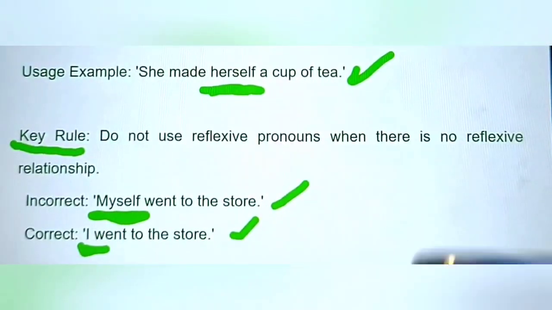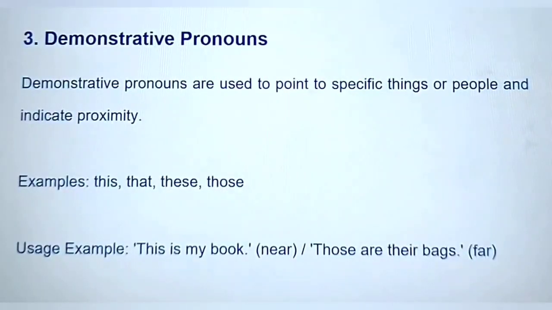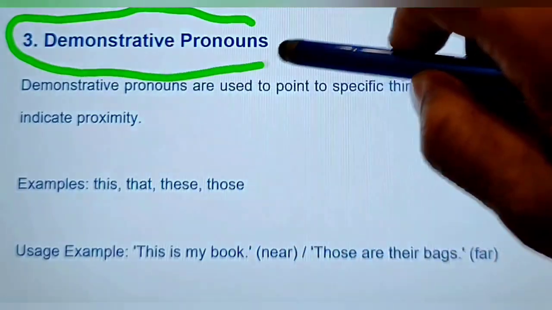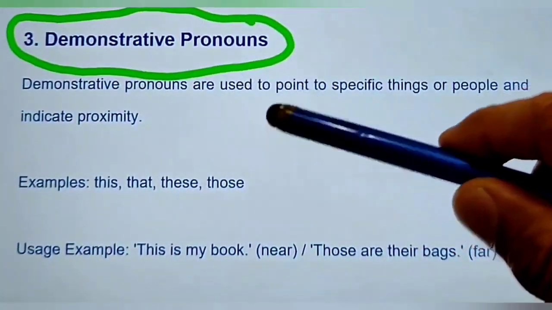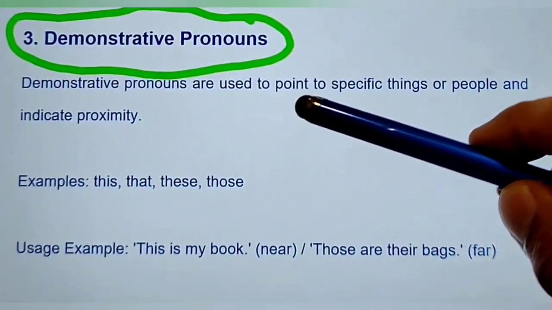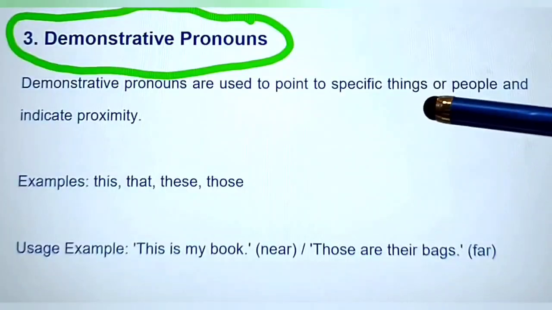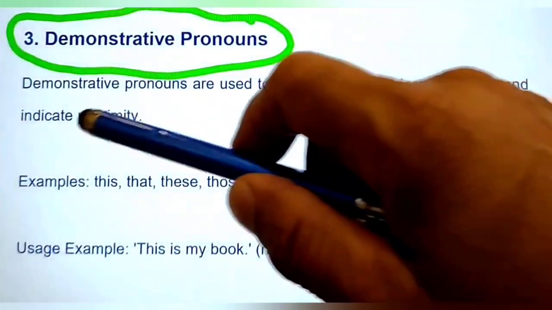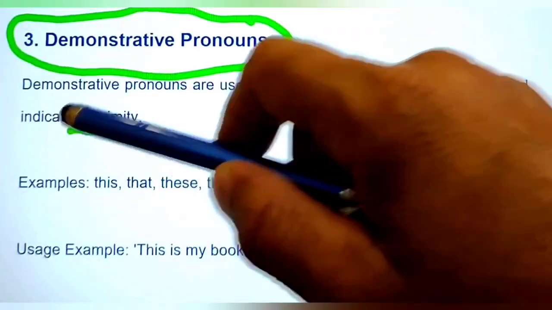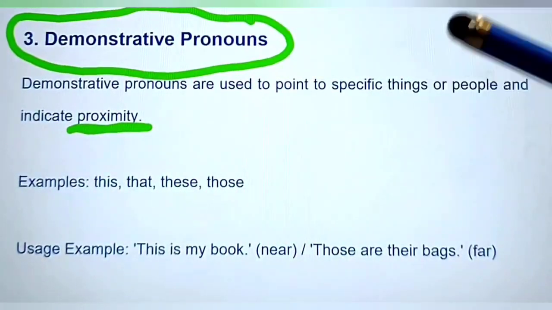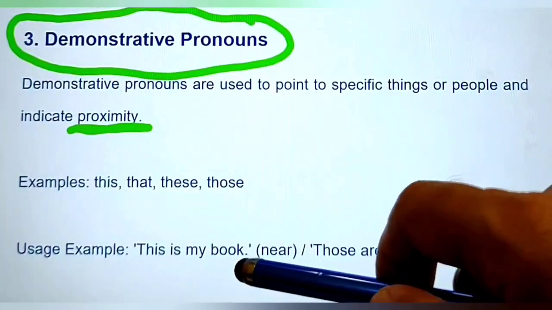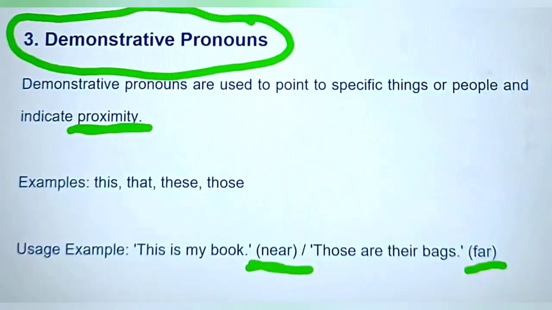This is the correct form of the sentence. Let's proceed to the next pronouns, demonstrative pronouns. Demonstrative pronouns are used to point to specific things or people and indicate proximity. Proximity describes how far a thing is from us or how near a thing is to us.